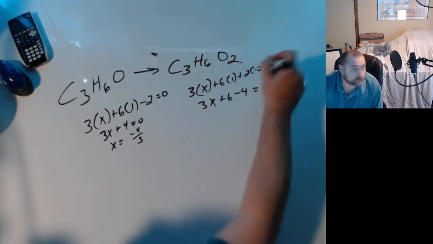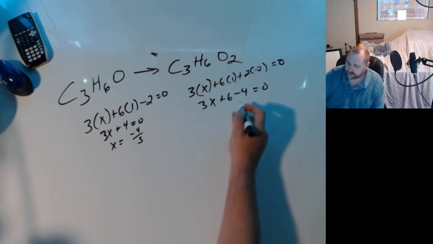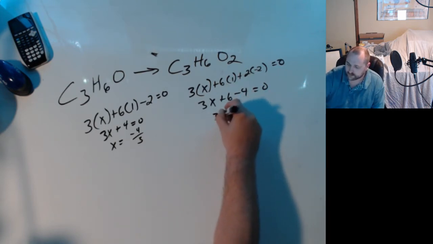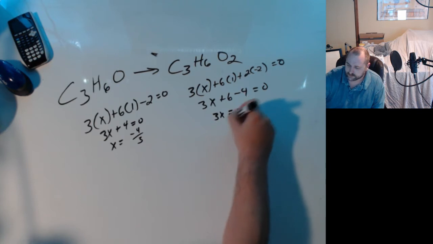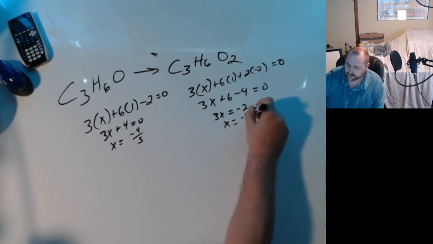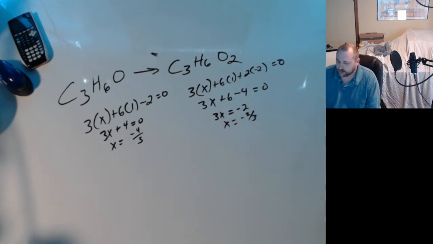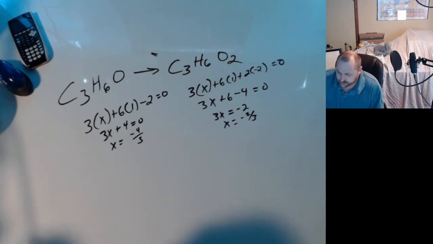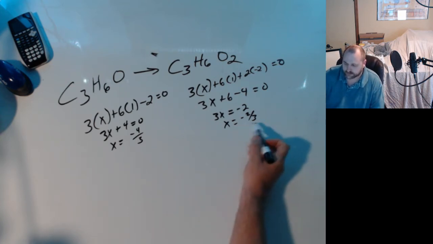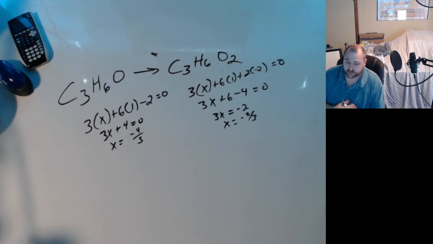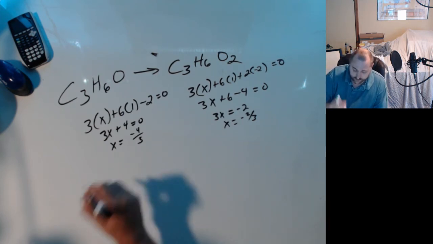Oh, that's equal to 0. All right. And so 3x equals negative 2, x equals negative 2/3. And I was caught up a little bit on the fact that these were fractions. I'm having trouble with that.